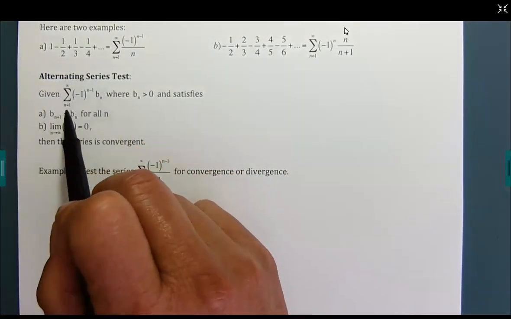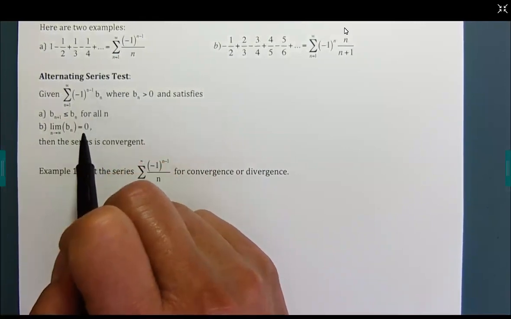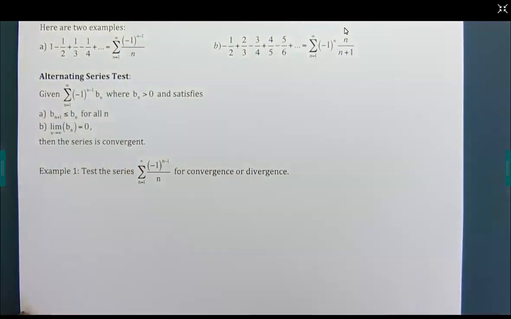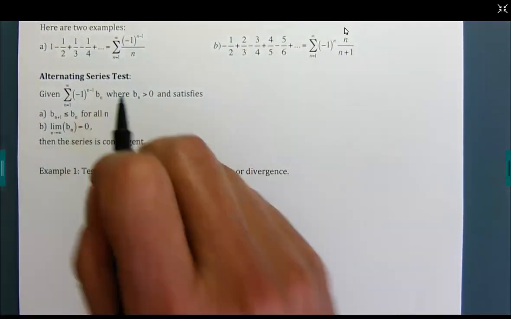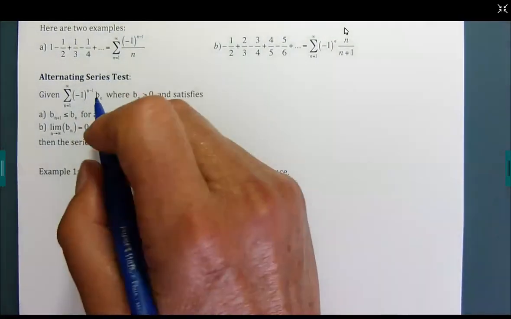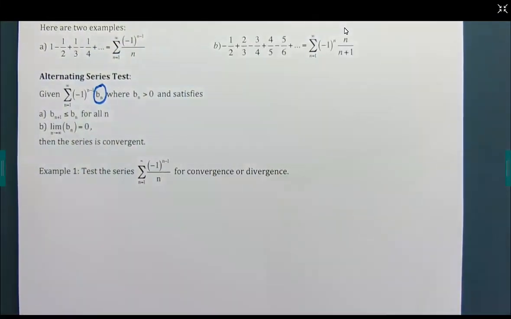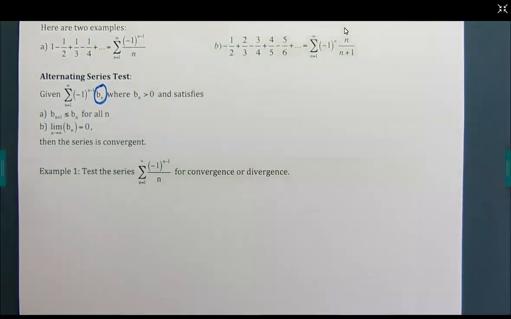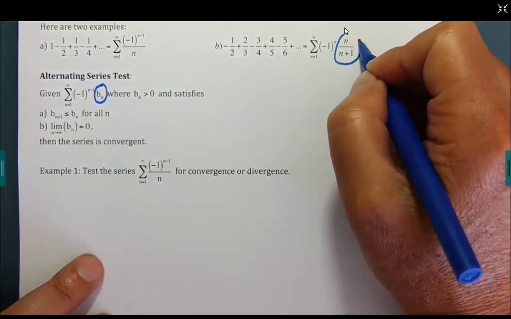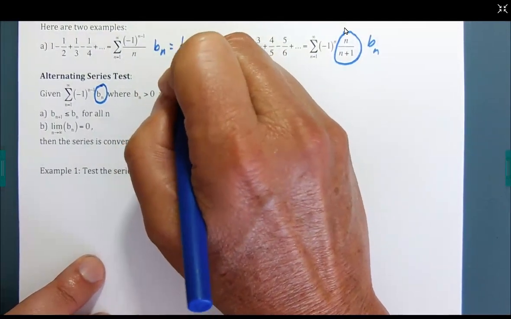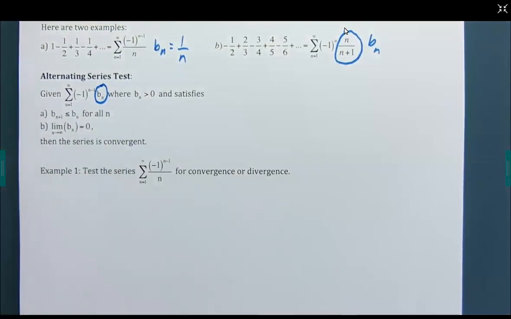Well, when we have a series like this, and we have a (-1)^n like this, it could be (-1)^(n-1) or (-1)^(n+1), all those would be considered alternating series. And then we have our b sub n term. This is the rest of the sequence that is not alternating. For example, this part here, that by itself is the b sub n. In this case, b sub n would be 1/n. It's just not the alternating part.